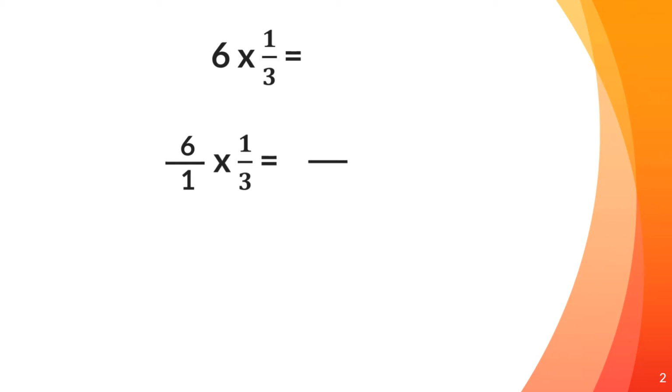So, 6 times 1 equals 6. 1 times 3 equals 3. And then, we have 6 over 3. Well, we already know that 6 over 3 is an improper fraction. When we say improper fraction, mas malaki yung numerator kesa sa denominator. So, we have to reduce this into lowest term. In reducing an improper fraction, we are going to change this into a mixed fraction.